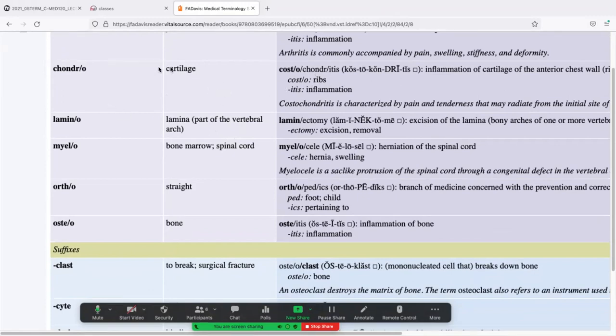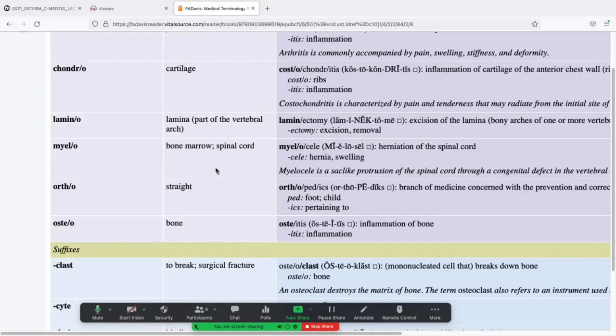Costochondritis, inflammation or infection of the cartilage, chondro, in my ribs. And remember, your ribs can't be totally all bone. It has to have some flexibility so that you can breathe. Right now, put your hand on your chest. Take a couple of deep breaths. You feel that? You feel your chest move up and out? Well, if you had costochondritis, it would be painful to do that. Okay, it would be painful for your chest to move up and out.